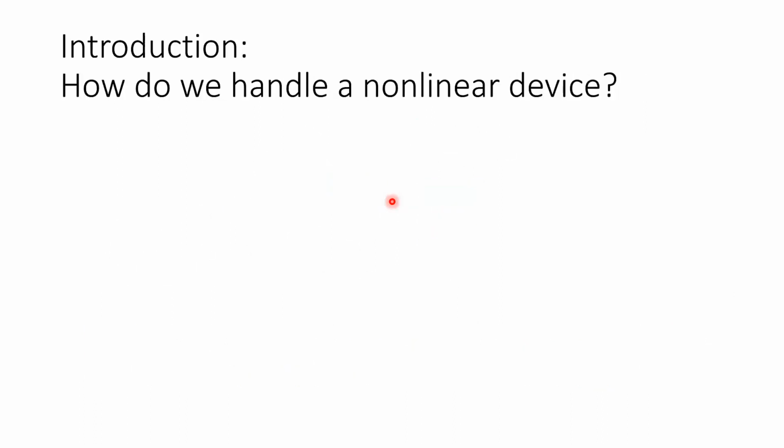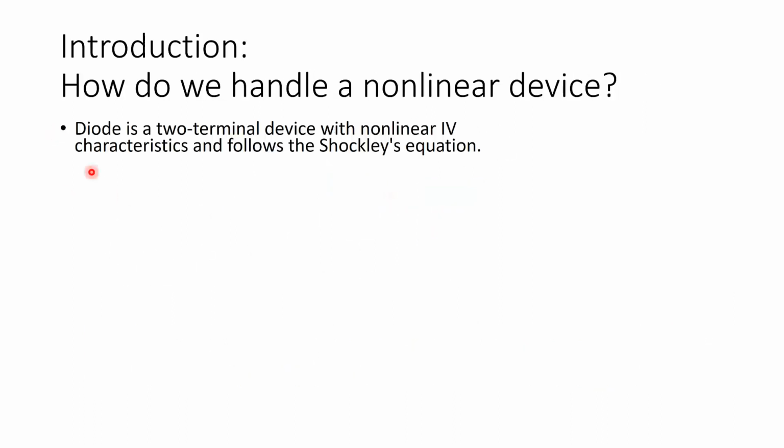Still, this is an introduction. How do we handle a non-linear device? A diode is a two-terminal device with non-linear IV characteristics. This is current-voltage IV characteristics, and it follows Shockley's equation.